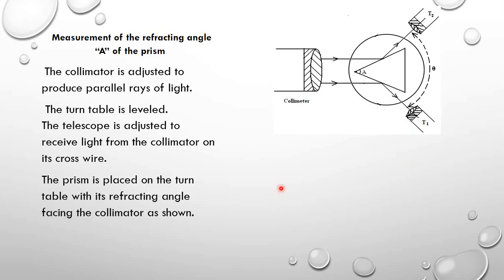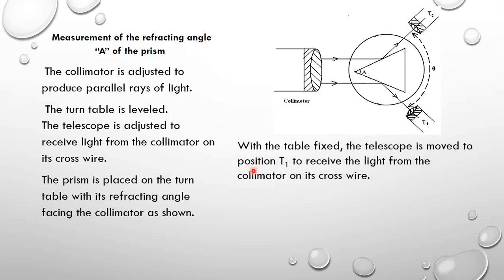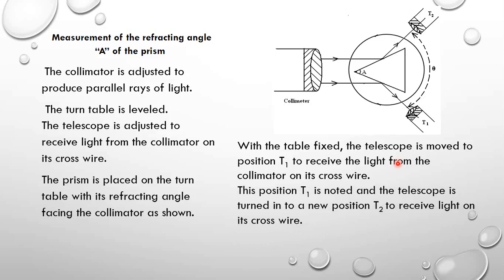Then we record that position T1 of the telescope. Then after that, we are also going to move the telescope in the opposite direction so as to receive light from the collimator on its cross wire, and measure and record that position T2 of the telescope. Then after that, we are going to determine the angle between T1 and T2, and that angle is going to be recorded as theta, and then we shall calculate the refracting angle, or the angle of the prism A, from A is equal to theta divided by 2.